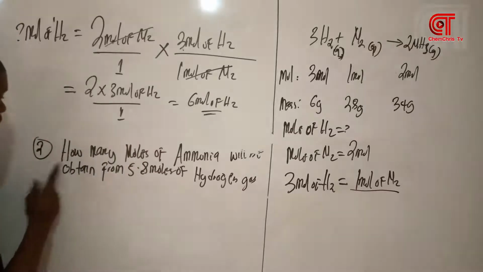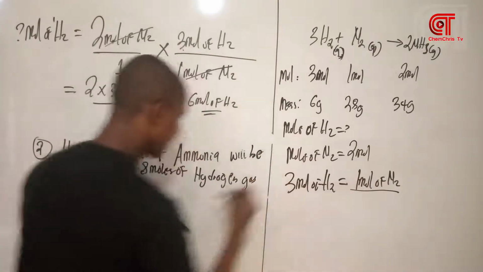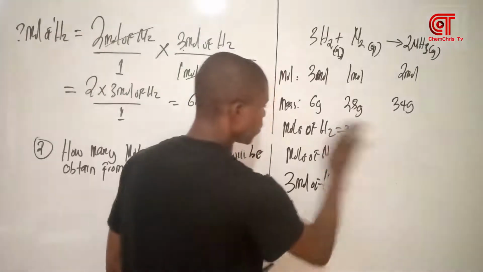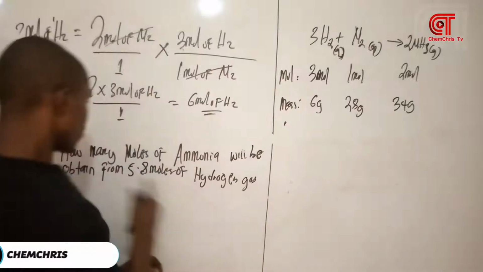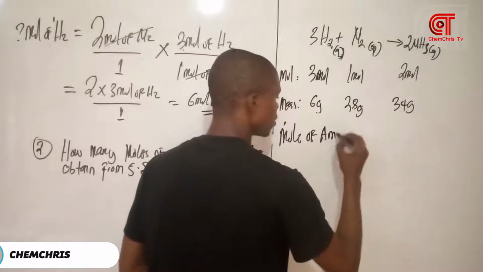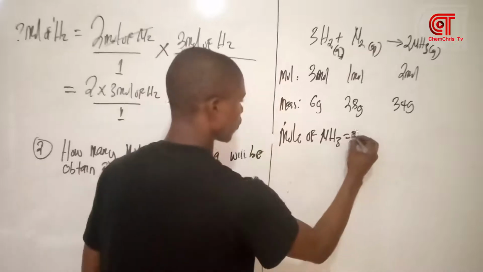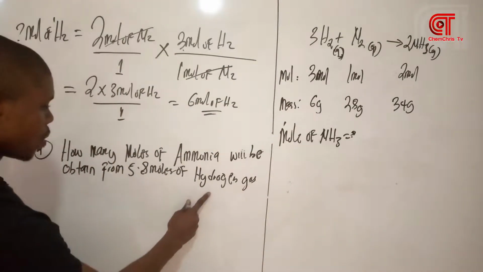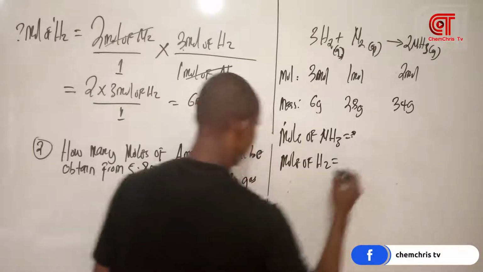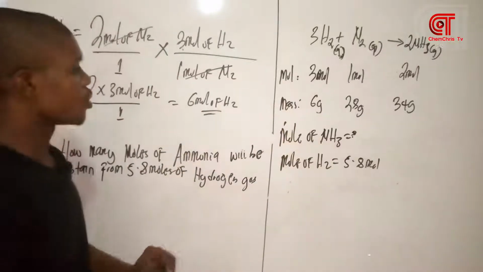The same thing we are going to do here. How many moles of ammonia will be obtained from 5.8 moles of hydrogen gas? So the same thing we have done, we are still going to do it here again. We are looking for the mole of ammonia, which is NH3. That's what you are looking for, right? And we are being given the mole of hydrogen gas, so mole of H2. They give us 5.8 moles, right? So the same procedure here.